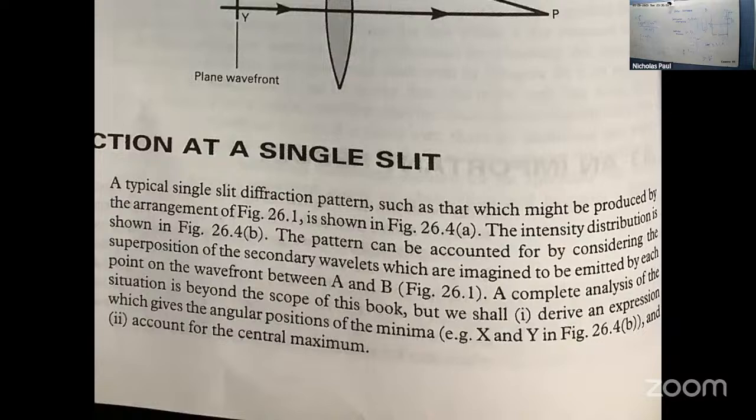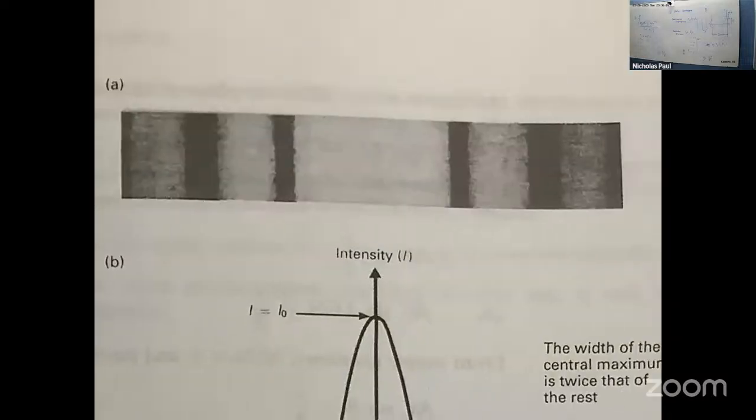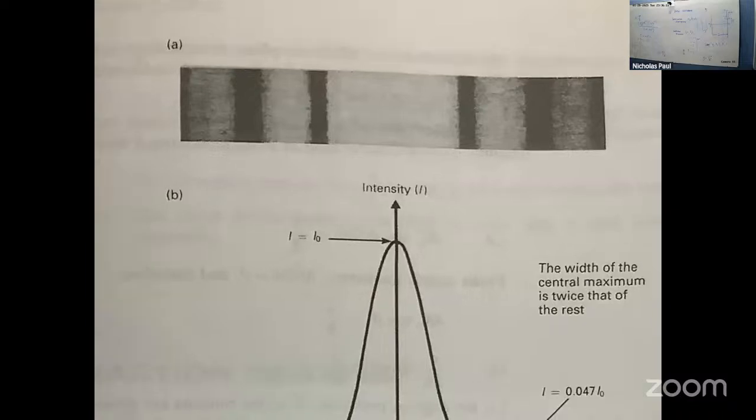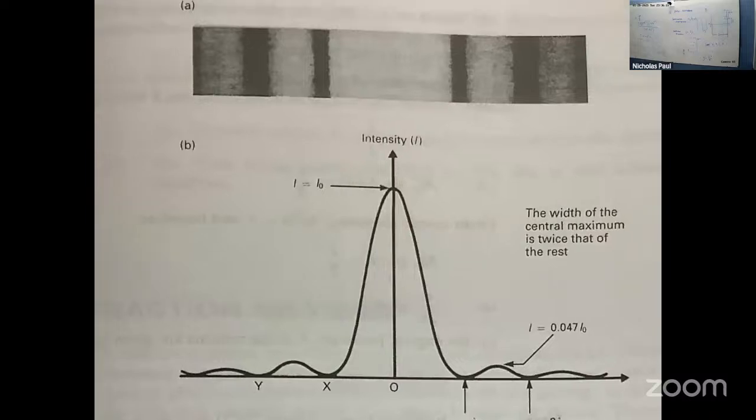It is shown in figure 26.48. Take a little glance at it. If you look there, that's what it'll look like. You'll see a central bright, then two little dark, then a bright again, then a dark again. You'll recognize that the further away you go from the central, it's not as bright. If you look at the graph right underneath, it shows intensity. So the highest intensity is in the middle. You'll see that, and then it goes to dark.